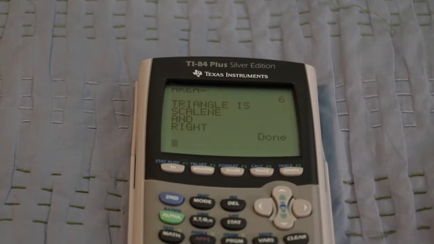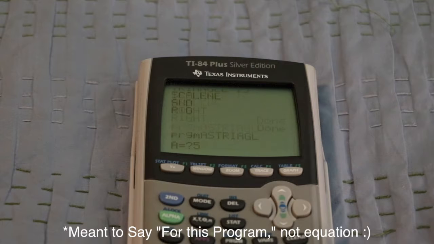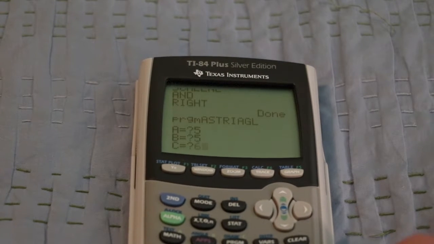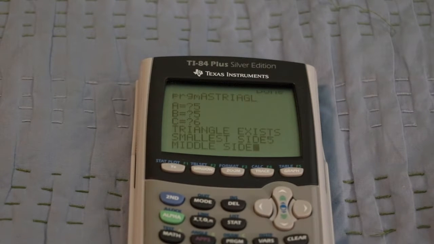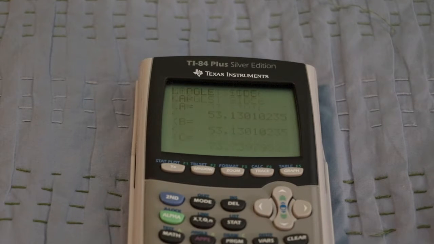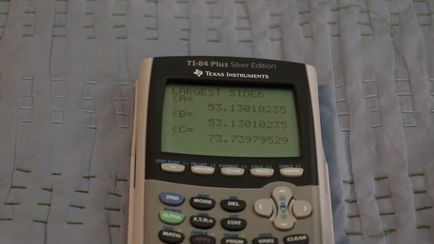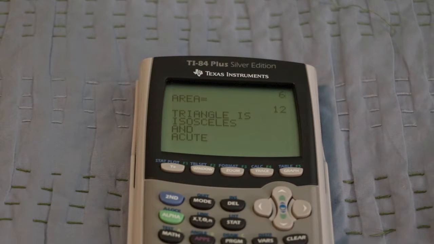So once again, let's show you how the program works. For this one, we're going to make an isosceles triangle. So it's going to be 5, 5, 6. Smallest side, 5. Middle side, again, is going to be 5. Largest side is the 6. You see, they have two of the angles sharing the same value, and then a third angle. That's our area, an area of 12. Triangle is isosceles and acute.